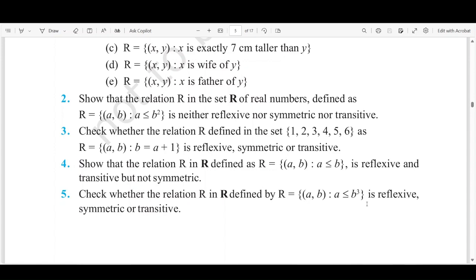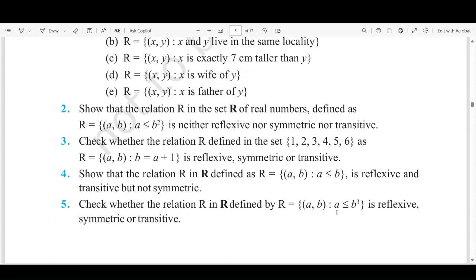If you take three elements, say x, y, z such that x is related to y, that is x is wife of y and y is wife of z, then is it possible for us to say x is wife of z? No, this relation is not possible. Therefore, the relation R is not transitive.